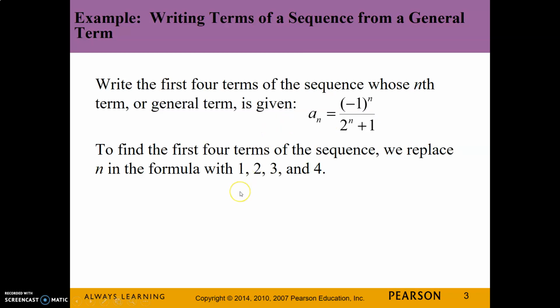Now, let's very quickly work with the general term. I want the first 4 terms of the sequence that's listed above us. So all we're doing is plugging in the numbers 1, 2, 3, and 4 in for n. So a1, the -1 stays there every single time. We're simply placing the exponent in my numerator and the exponent in my denominator with n equals 1.